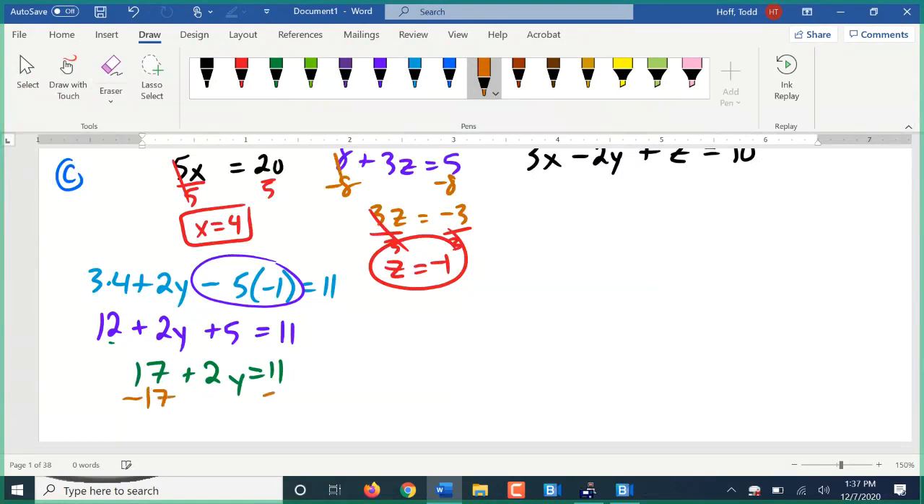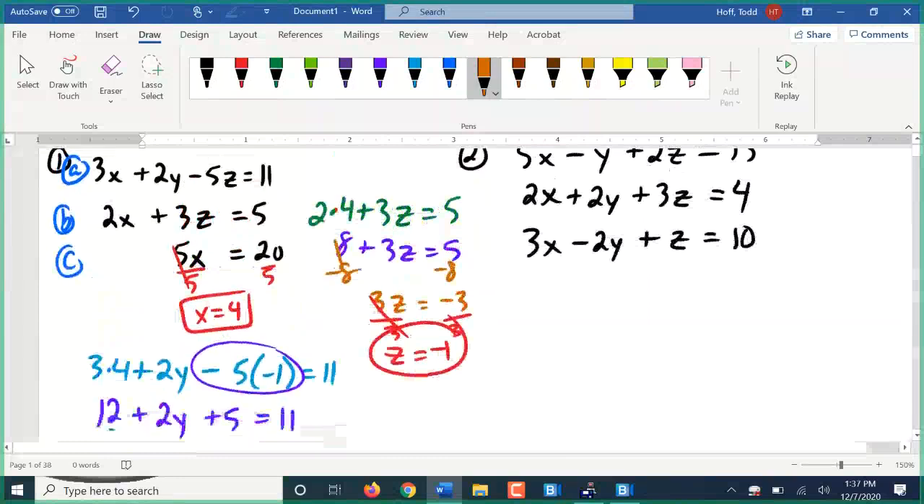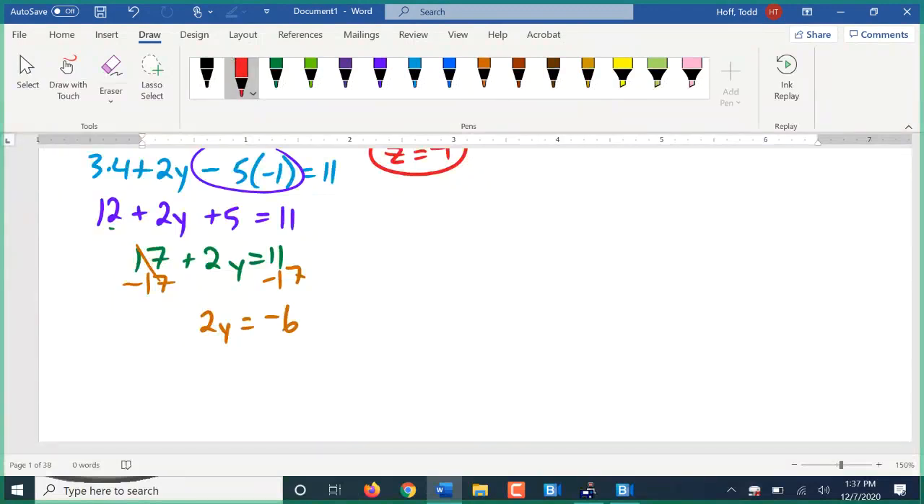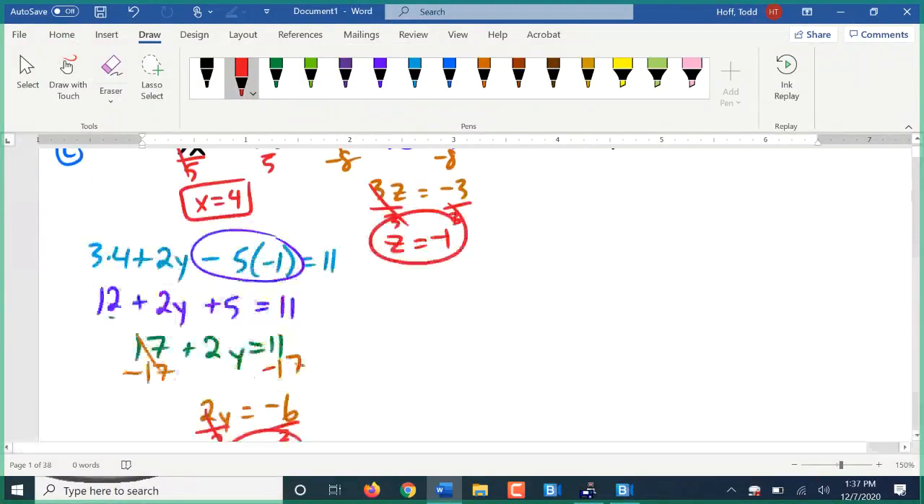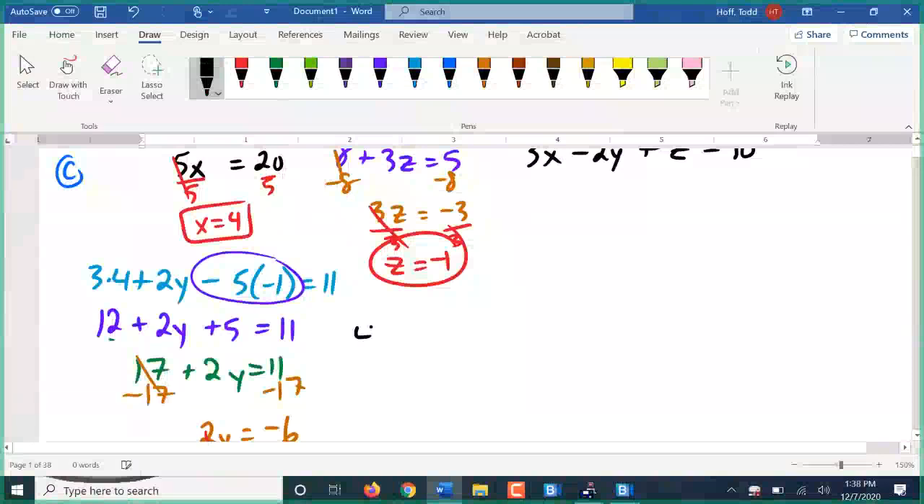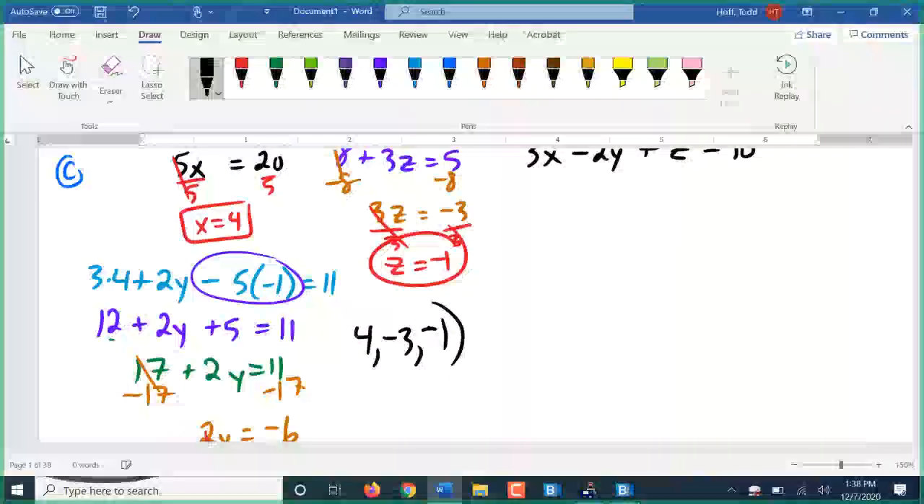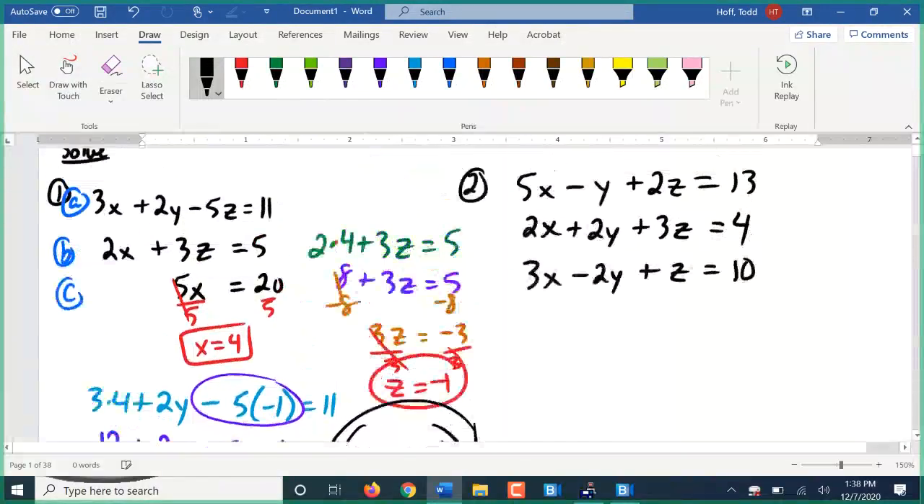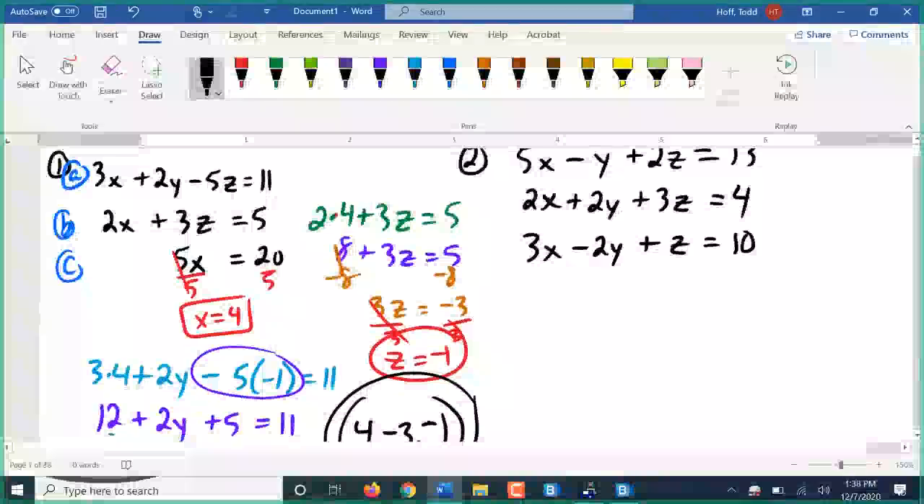Subtract the 17. We have 2y equals negative 6. And we divide by 2. Y equals negative 3. So we get up here x equals 4 when y equals negative 3 and z equals negative 1. So that's it for that one.